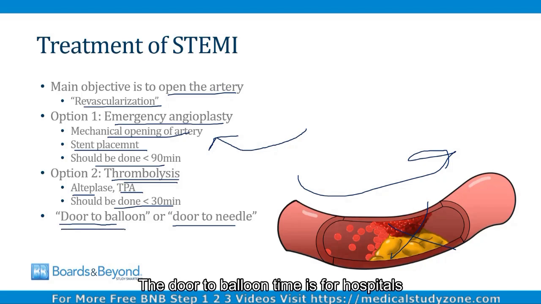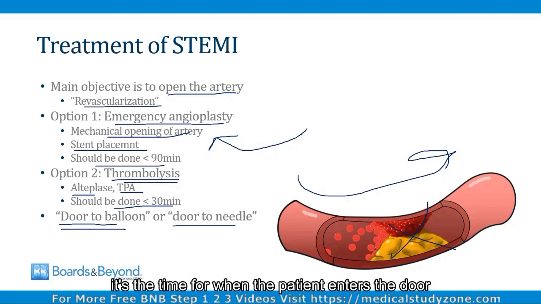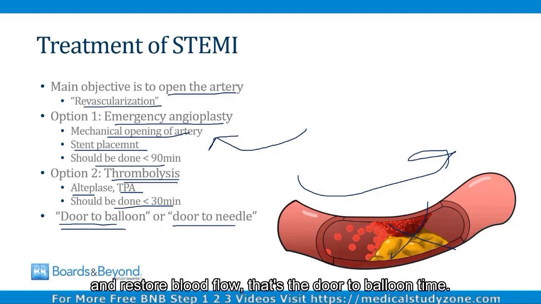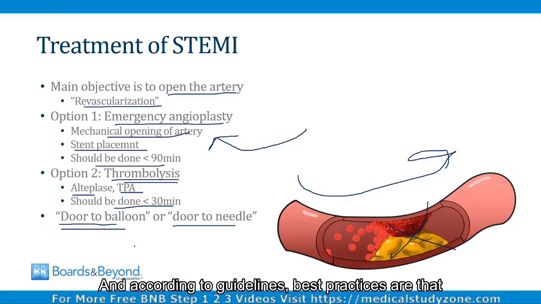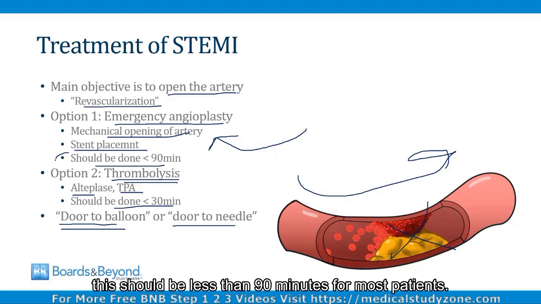The door-to-balloon time is for hospitals that do emergency angioplasty. It's the time from when the patient enters the door to the hospital to the time when a balloon is inflated in the artery to remove the thrombus and restore blood flow. That's the door-to-balloon time. And according to guidelines, best practices are that this should be less than 90 minutes for most patients.